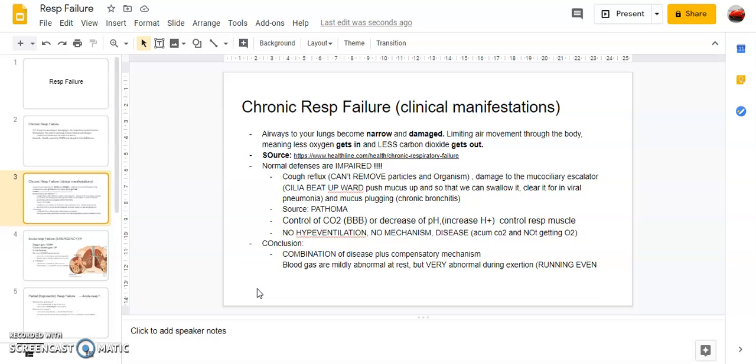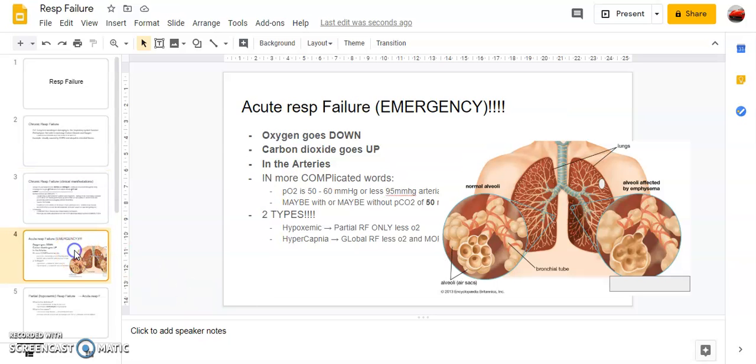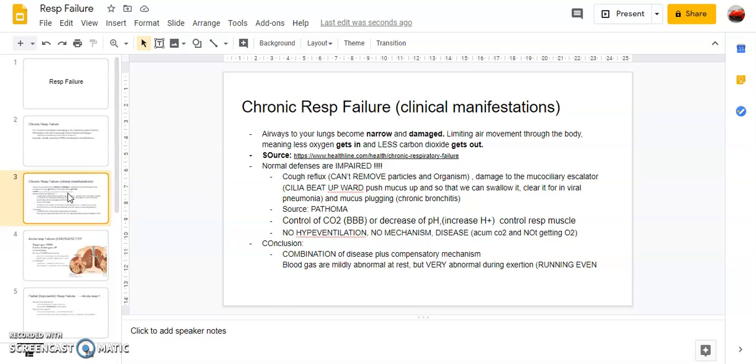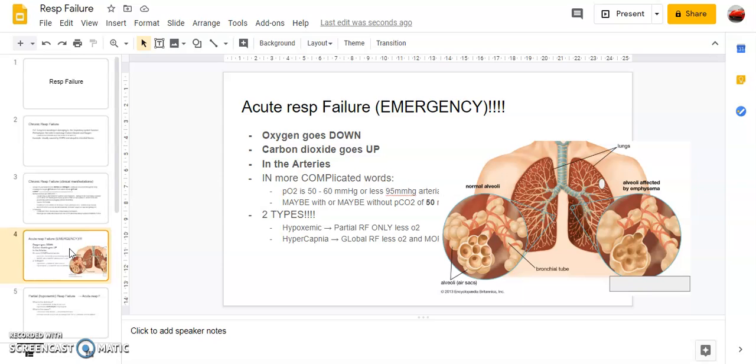When you're running, you're really in anaerobic glycolysis. You're getting less oxygen, you're not able to remove enough carbon dioxide, and that really builds up CO2 and reduces O2, which is something you don't want. Acute respiratory failure is an emergency.